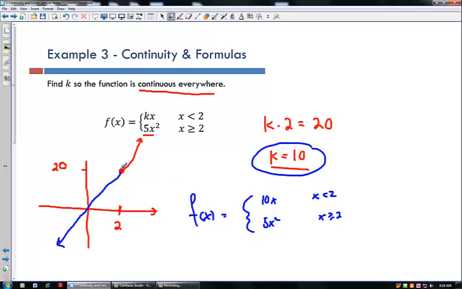So the graphs basically match up. The blue graph has an open circle here because it's only true when less than 2, but the part down here, which we can color code, the red graph, is given by this 5x squared when x is greater than or equal to 2. They need to line up, and then it'll be continuous there at that point.